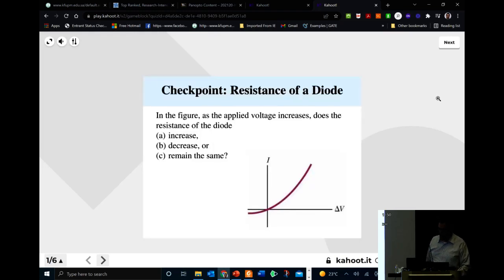Okay, this is a question. In the figure, as the applied voltage increases, so you have some material, we are showing the current versus delta V. Does the resistance of the diode, so this is a diode, increase, decrease, or remain the same? The electrical engineers know a diode is like a valve. It allows current to pass at a certain voltage. Below that voltage, there is no current passing.